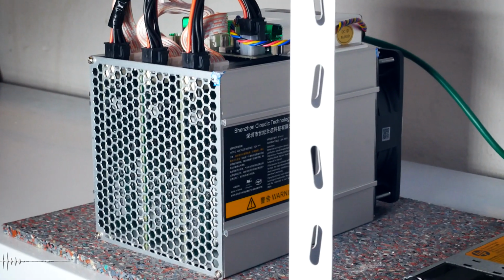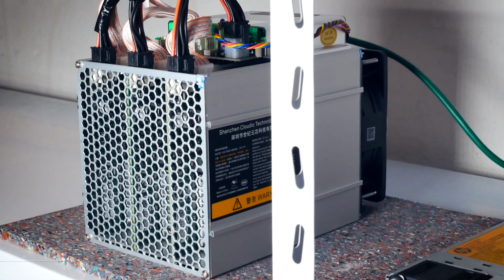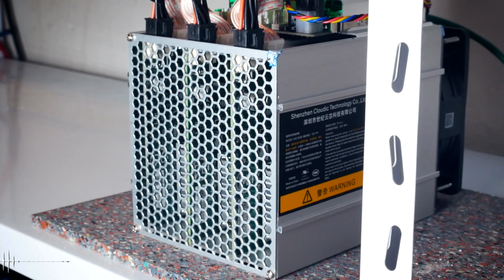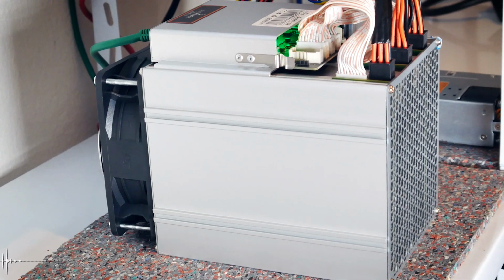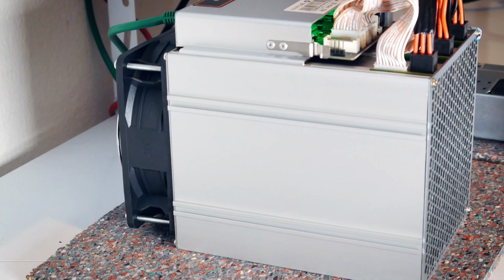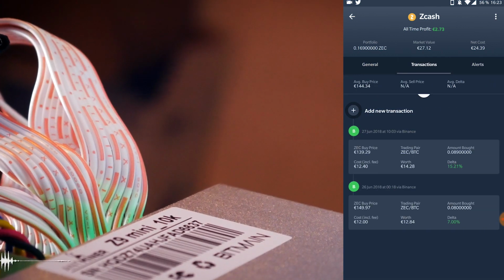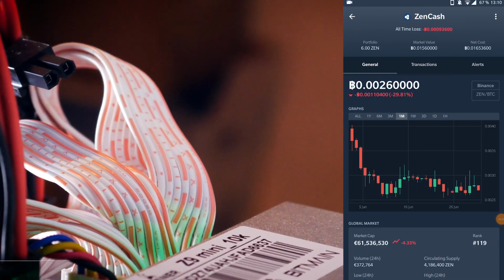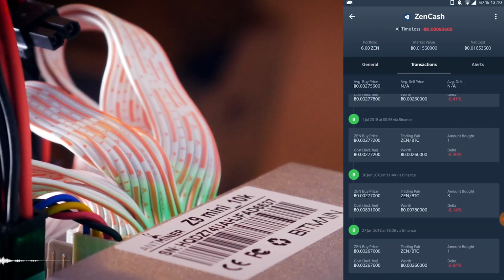It's been hashing well for about 1 week now, and it's been more than stable. If you didn't see the video about it, we are currently trying a modest overclock with 600 MHz, bringing us to around 13,000 sol/s. I'm showing you some of the earnings of the last days on the screen. The first 24 hours were Zcash, and from there it was Zen until now.